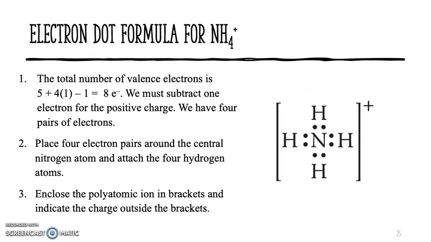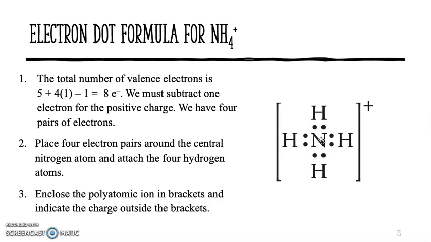Let's take another example, the electron dot formula of the ammonium ion. We talked about molecules; here's an ion because it carries a charge of +1. The total number of valence electrons in this ammonium ion is 8, because nitrogen has 5 and the 4 hydrogens make it 9, minus 1 because of the plus charge, meaning it lost 1 electron.